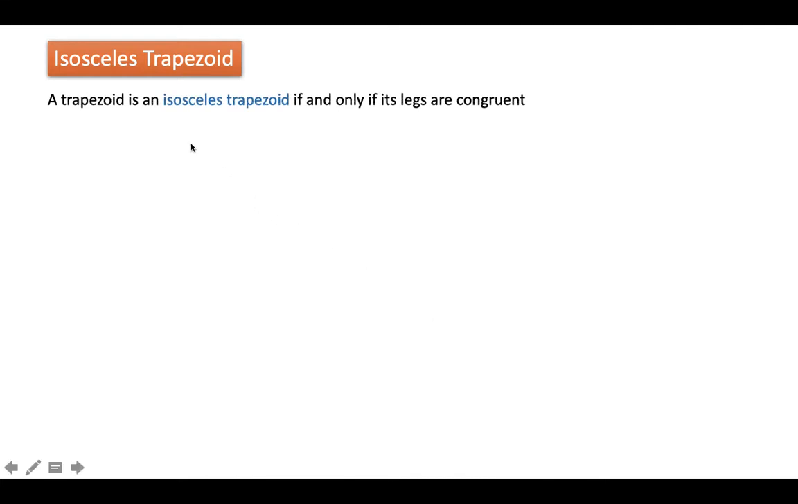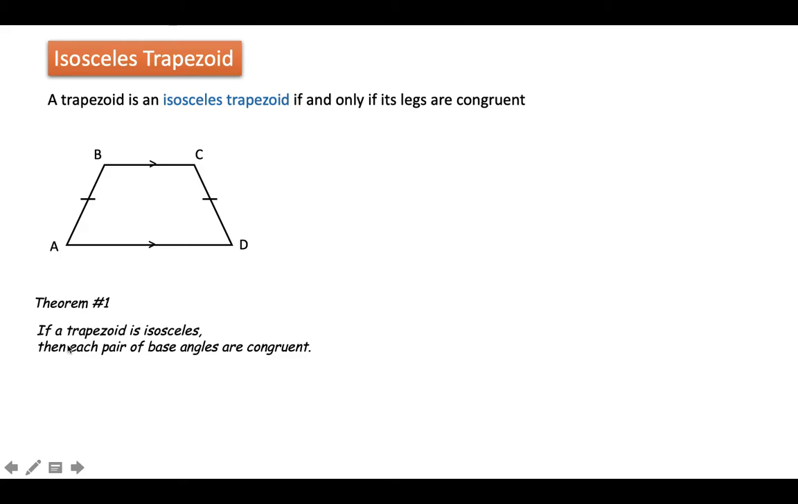A trapezoid is an isosceles trapezoid if and only if its legs are congruent. In this given quadrilateral ABCD, it is a trapezoid if it has exactly one pair of parallel sides, that is side BC and side AD. If the two legs BA and CD are congruent, then this trapezoid is an isosceles trapezoid.